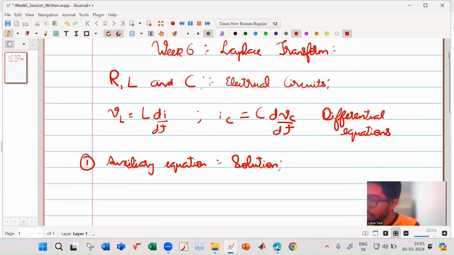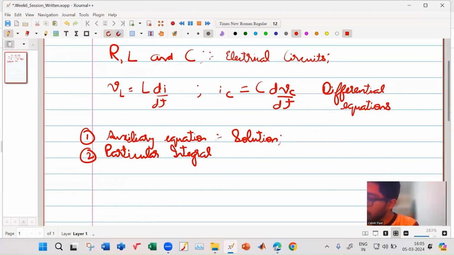Then we had this part 1. Then we would find the particular integral. Then after that, what will we do? The solution is the combination: our solution is the auxiliary equation solution plus our particular integral.